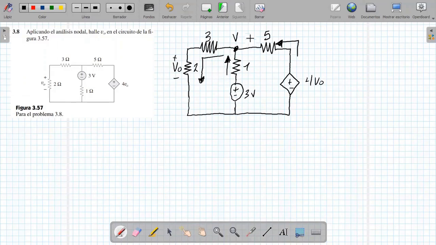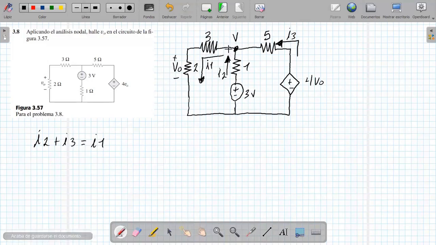I'm going to call this one I1. This one I'm going to call I2. This one I'm going to call I3. So, at that node, the sum of I2 and I3 is going to give me the current I1, which then flows through that resistance. First I'm going to analyze the current I2, which depends on the voltage 3 minus V.